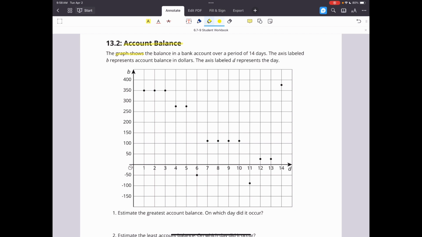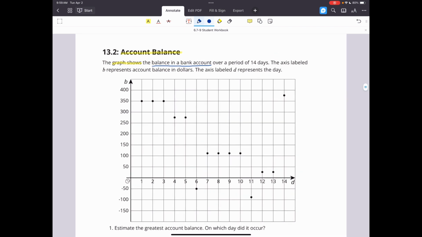It says the graph shows the balance in a bank account over a period of 14 days. The axis labeled B represents the account balance in dollars. The axis labeled D represents the day. So just like always, I'm going to go through and underline and highlight key information in that because I want to make sure that I understand what the graph is saying. So I already highlighted the graph shows because that's important to me. It shows the balance in a bank account, and that's over a period of 14 days. So again, I always like to circle my numbers and underline the key details.